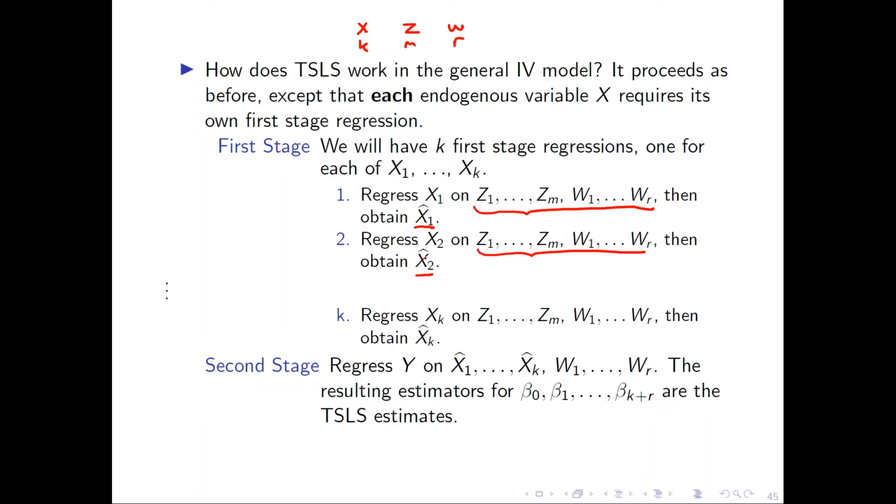So this x hat should now only contain the exogenous part of x, which means that when we regress y on these estimated fitted values of x, plus the exogenous or control variables, we should get unbiased estimates of these slopes.